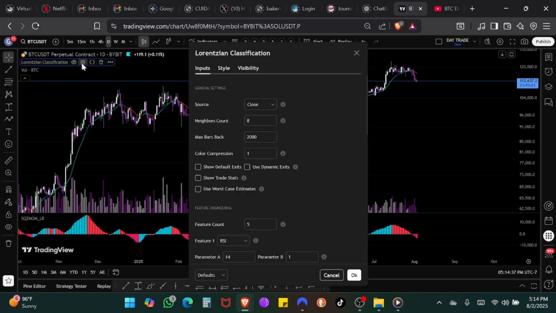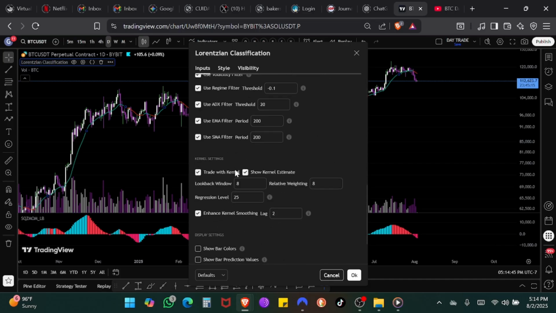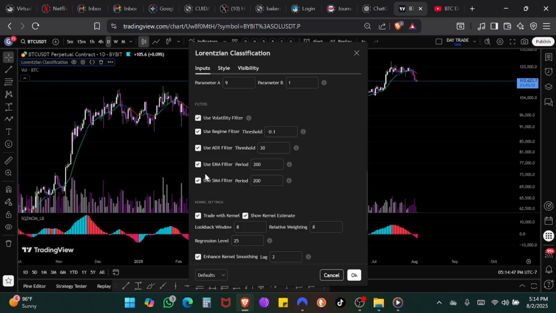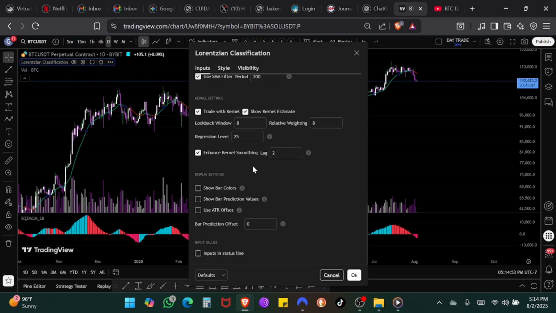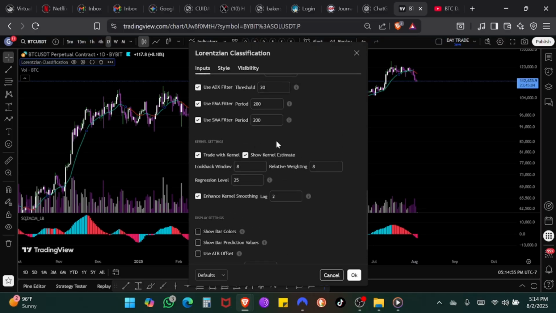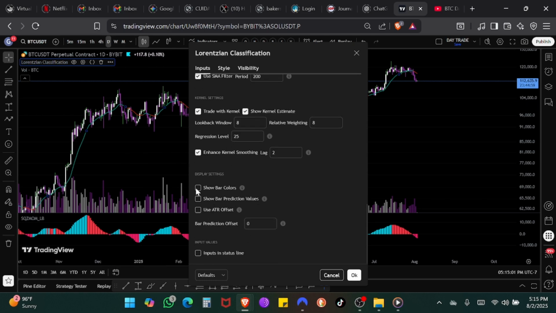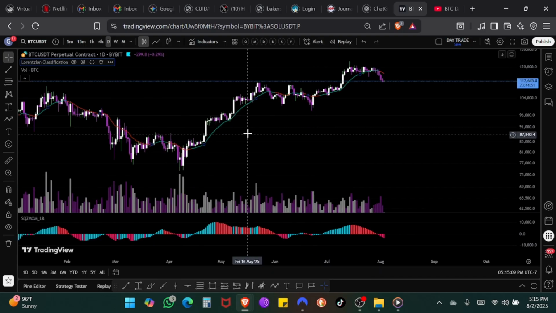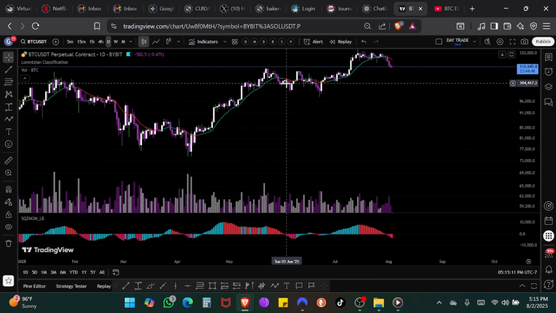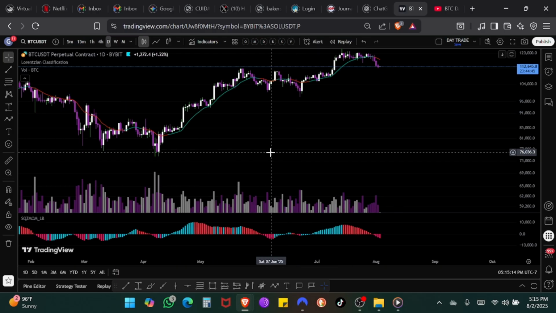I use the Lorentzian classification indicator with all the filters turned on, all of them, and I keep just the actual kernel, the EMA, and I get rid of the bar color, the price, the bar prediction values, and the ATR offset. So you end up with just a simple EMA that turns colors when the signal is triggered.